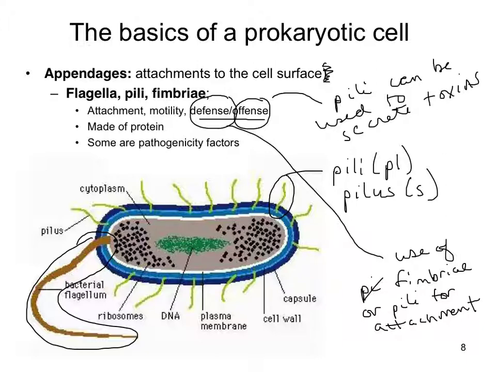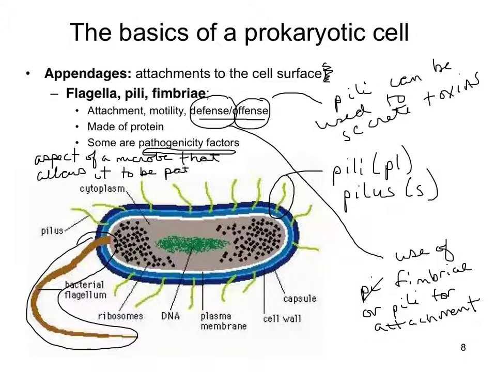All of these extracellular appendages are made out of protein, different types of protein, and some of them are known as pathogenicity factors. Okay, so a pathogenicity factor is an aspect of a microbe that allows it to be pathogenic, or in other words, able to cause infectious disease.